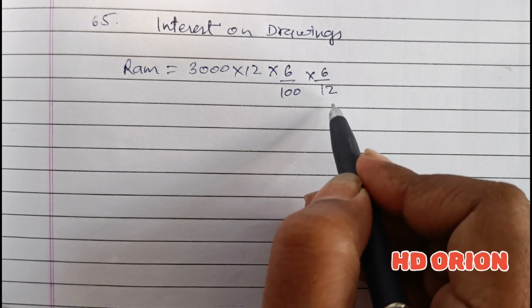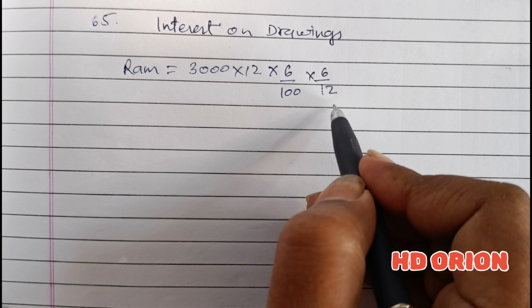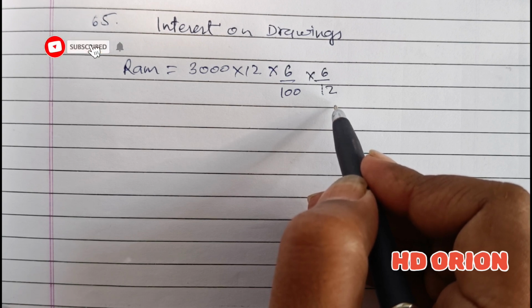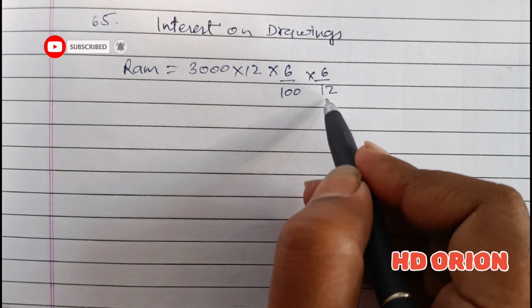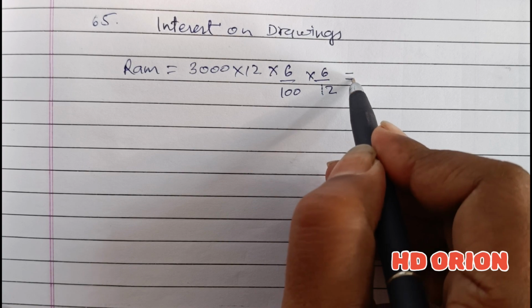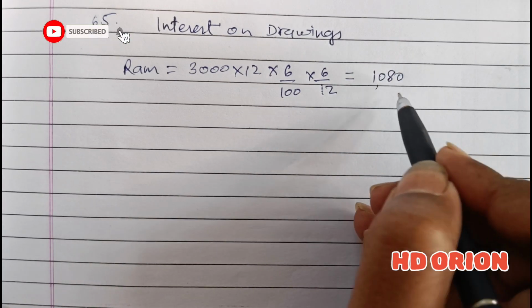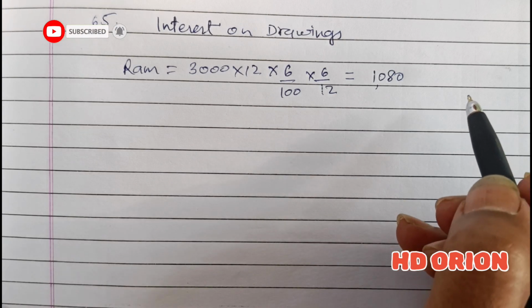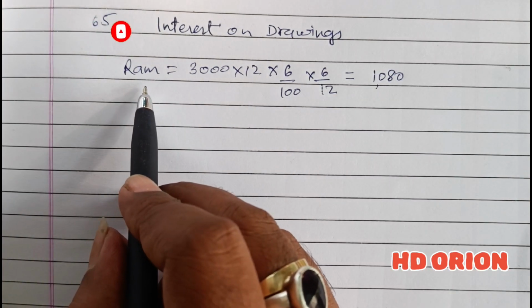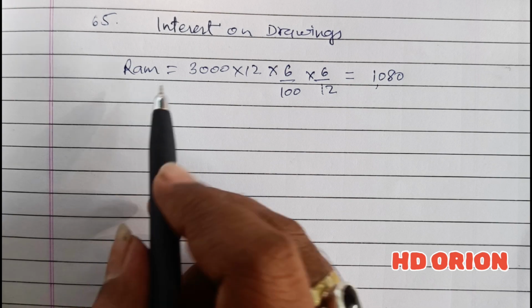It's a rule. When every month drawings are there and the date of drawings is not given in the question, whether it is withdrawn in the beginning or in the middle or at the end of the month, then we have to take it as in the middle. Now when you calculate this, you get 1080 as interest on drawings which the firm has collected from partner Ram. And similarly for Mohan.